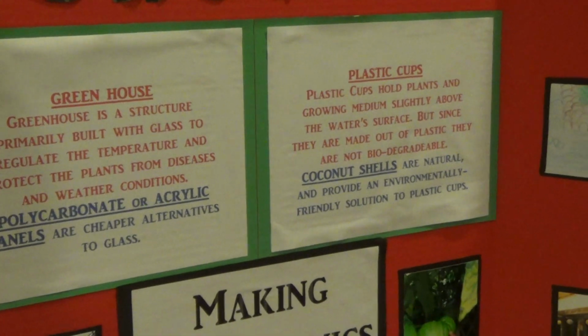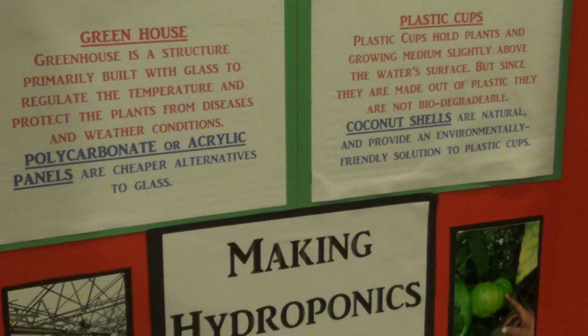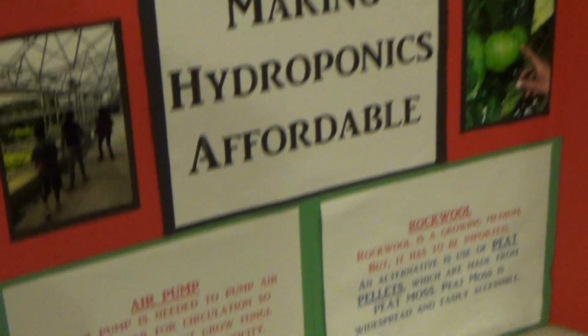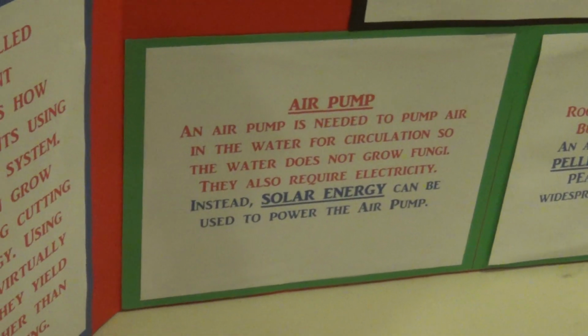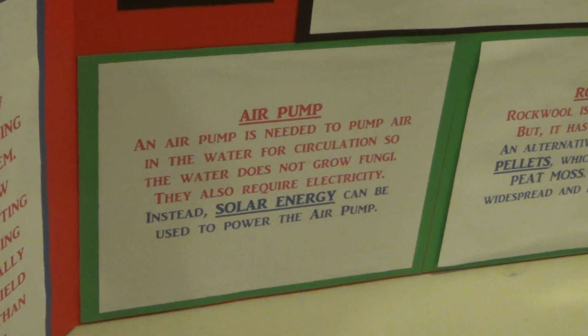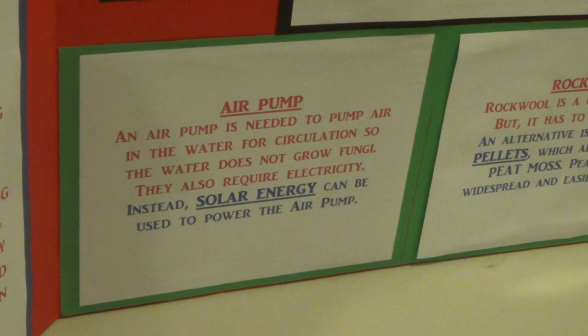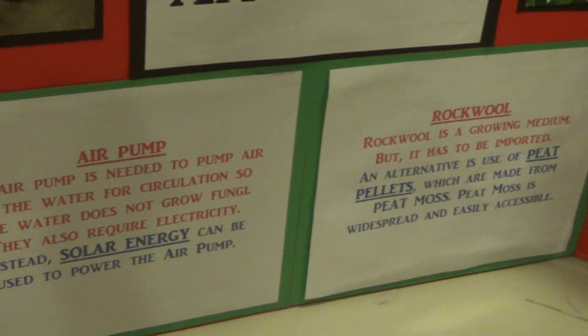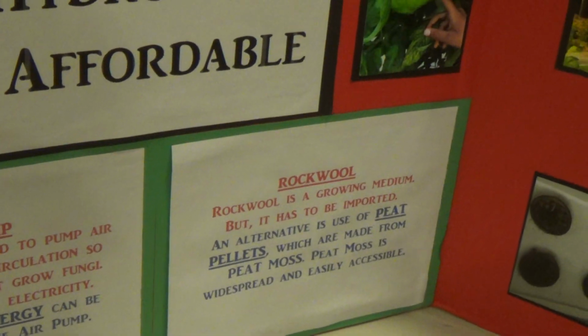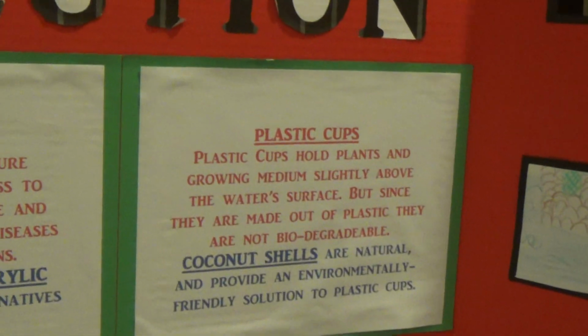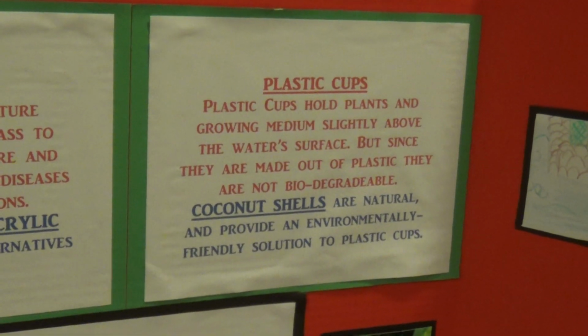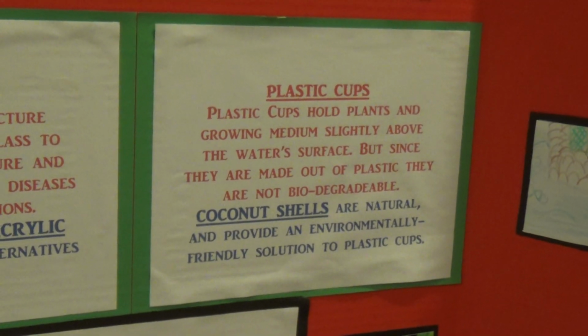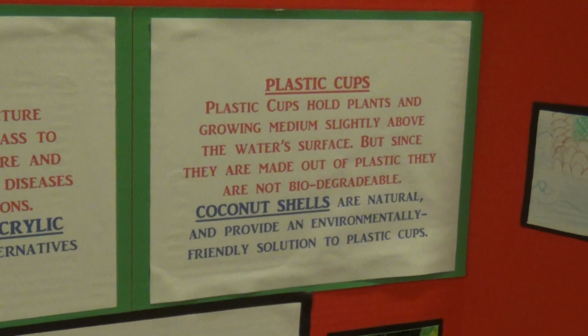All plants need oxygen, and these plants will get their oxygen from an air pump. However, air pumps require electricity. Instead, you can use manual or solar energy to power your air pump. How do you hold a plant above the water? Well, that's what plastic cups are for. However, they are not biodegradable. Instead, you can use coconut shells, which are natural and environmentally friendly.